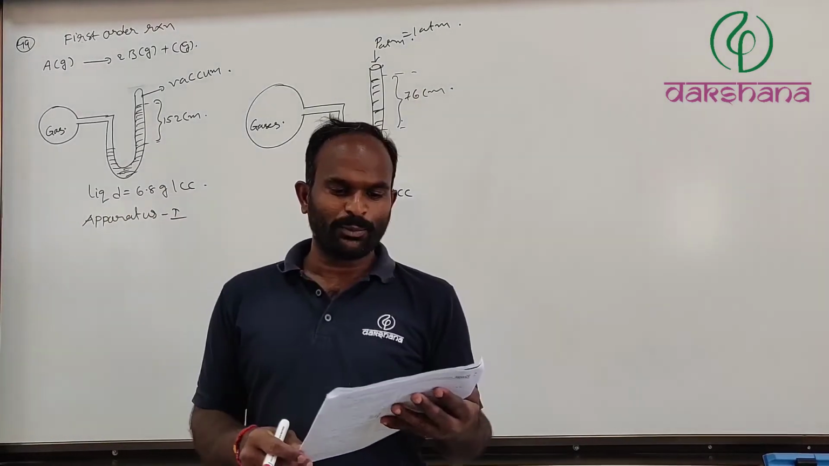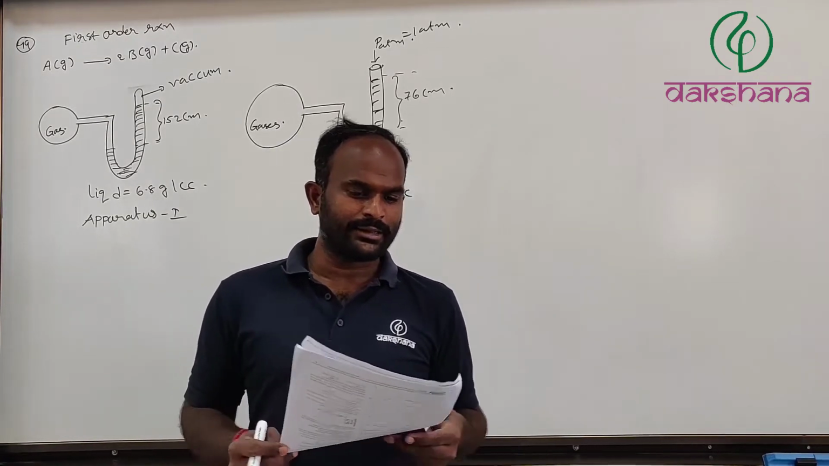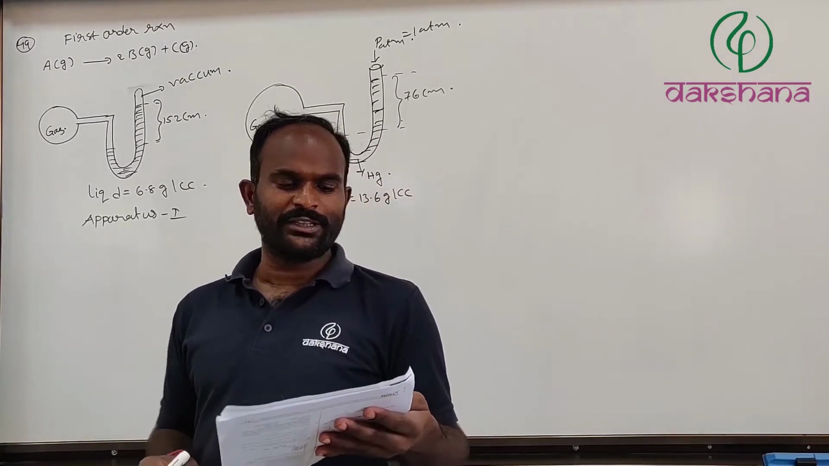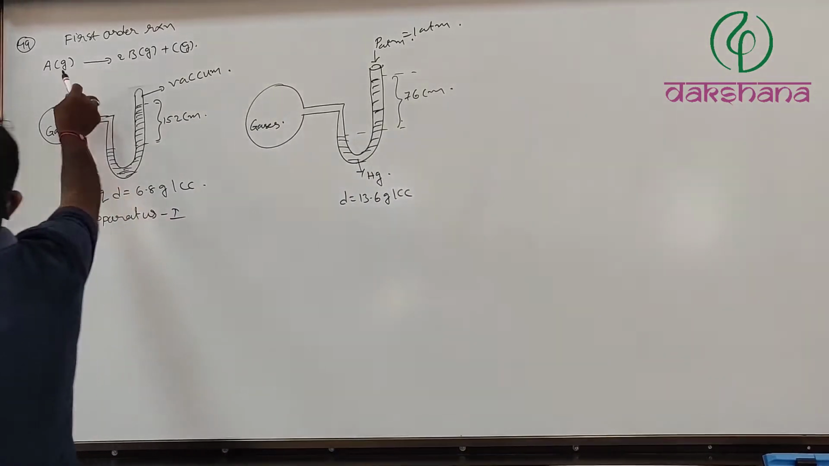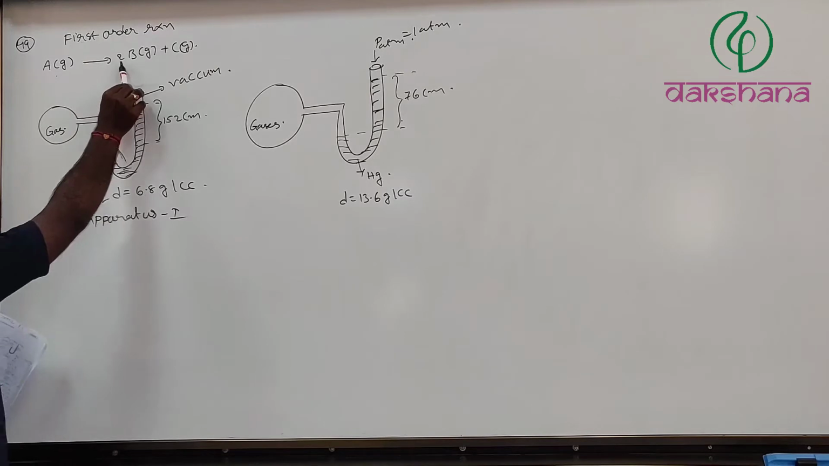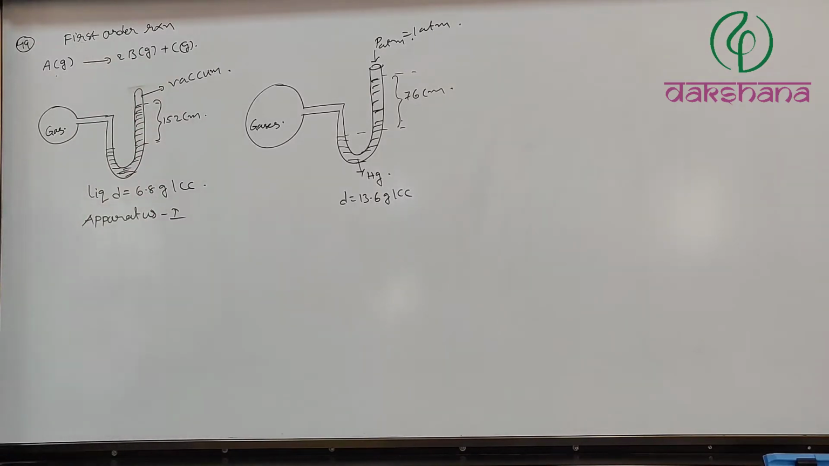After the completion of paper 1, we move to paper 2. In that, chemistry starts with question number 49. Given that gaseous A gives rise to 2B gas and C gas, which is a first order reaction, which is already given by them.